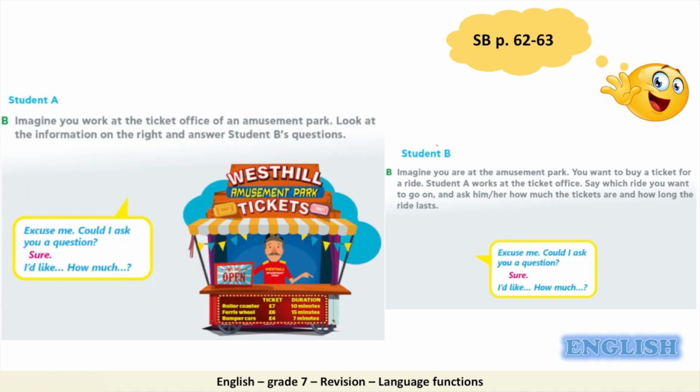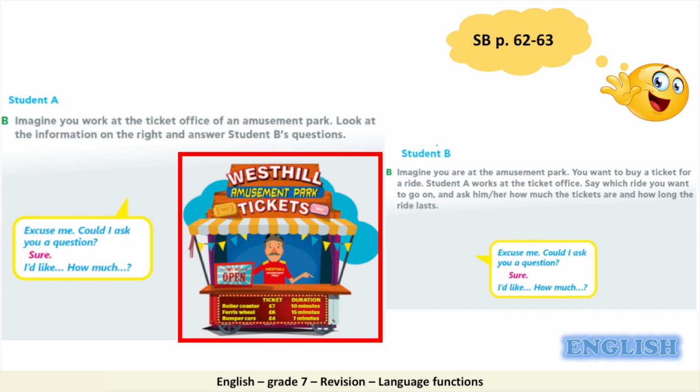As for exercise B, imagine that you work at the ticket office of an amusement park. Look at the information in the picture and answer your partner's questions. Have your partner choose a ride and ask you about the price and the duration. Please pause the video and practice the phrases that we have just revised.